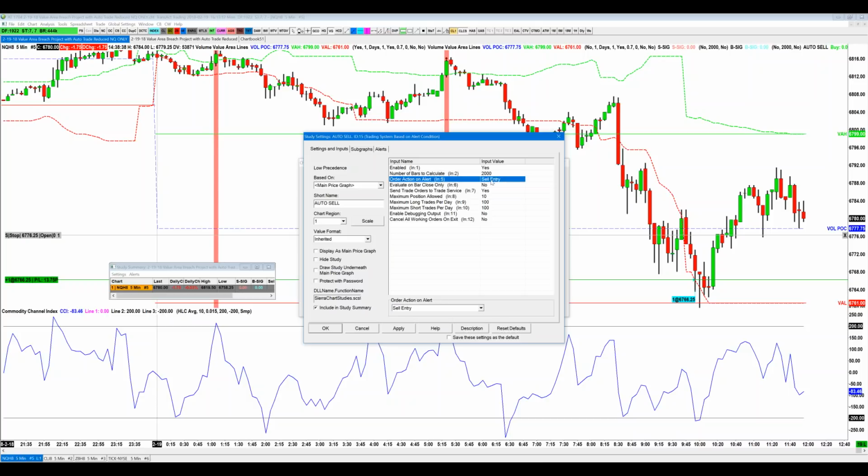The order action. So this is our sell entry. When you're going to pick, okay, what is this actually doing? Well, in the drop down here, if this is your sell condition, you would choose sell entry. Okay.